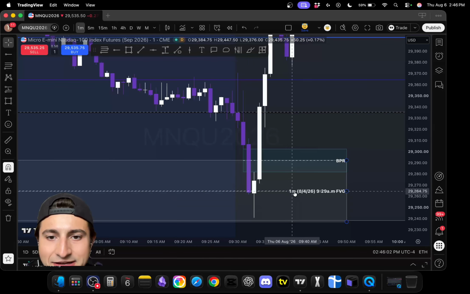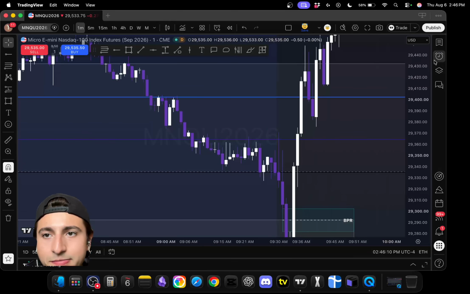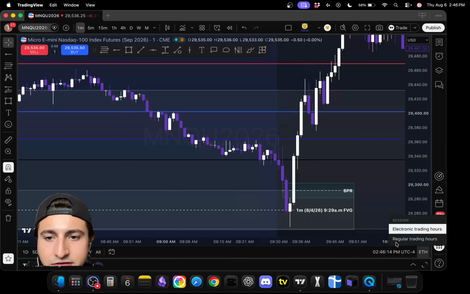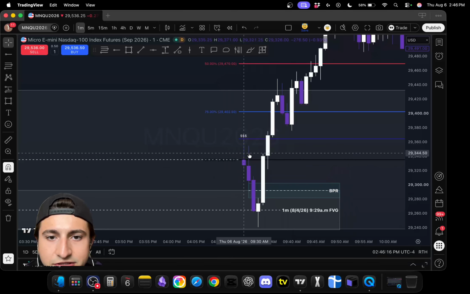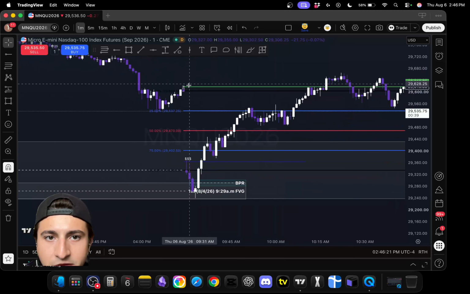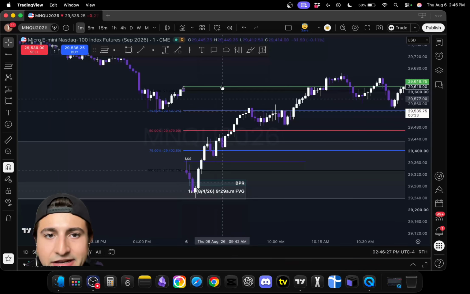Tap into this 1 minute. It was Tuesday, 9:29 a.m. fair value gap. Major respect, bullish rip off market open, basically, because this was the Judas swing. Look, regular trading hours. The Judas swing off market open into the relative equal highs that we had there on the extended trading hours. Bang.